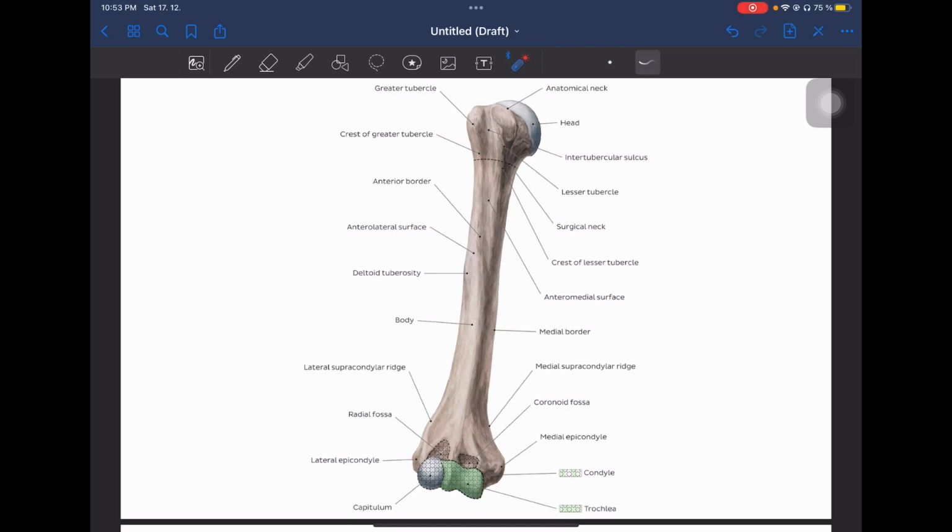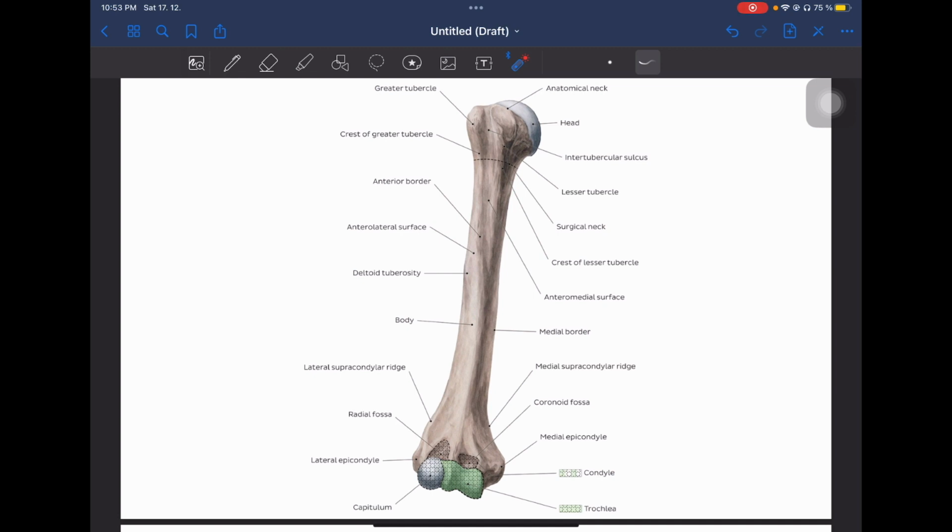Another bony landmark that we can see is the body of the humerus. Body of the humerus is this part of the humerus, and we have a lot of bony landmarks on it. One of them is deltoid tuberosity. Deltoid tuberosity is here, and another thing is medial border. This is the medial border.